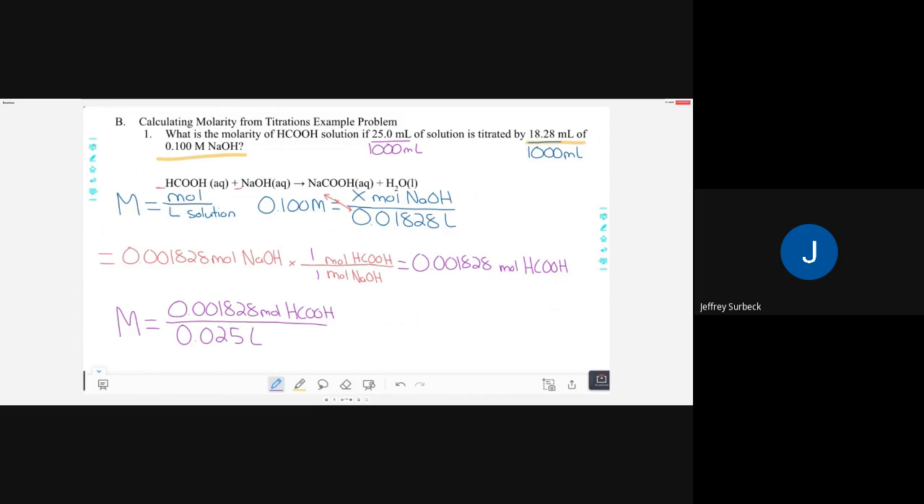Typically, we show this in either 2 or 3 non-zero numbers. We're going to use actually 3 here. We are going to get 0.0731.